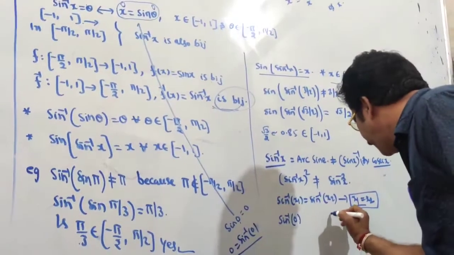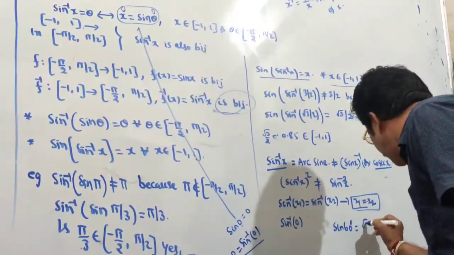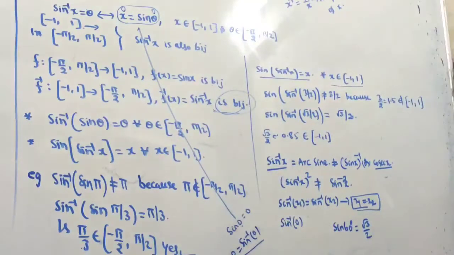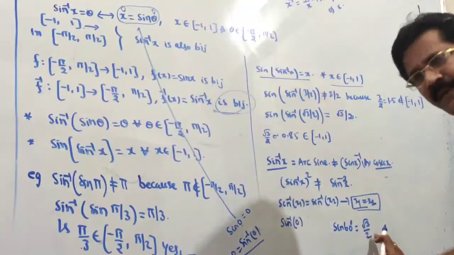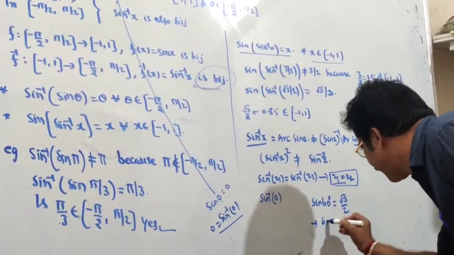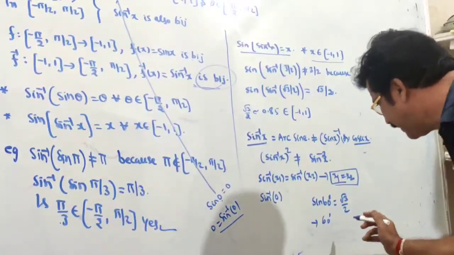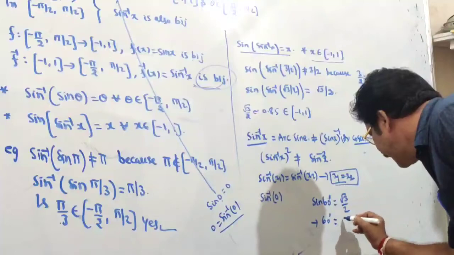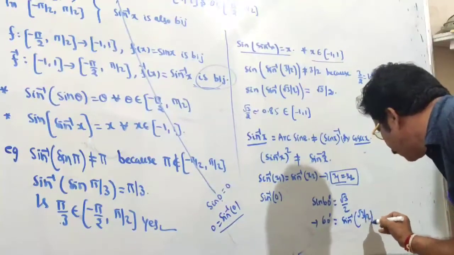Similarly, for example, sin 60 degrees is equal to root 3 by 2. From the principal table, sin 60 degrees equals root 3 by 2, so we can write it as 60 degrees equal to sin inverse of root 3 by 2. We must get into the habit of reading like that.